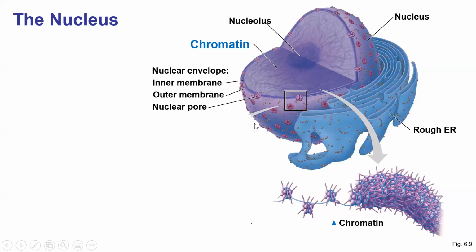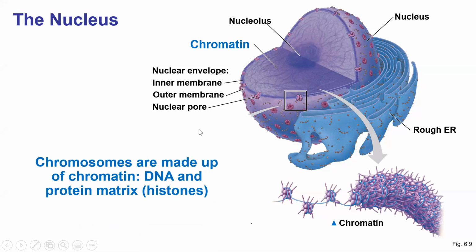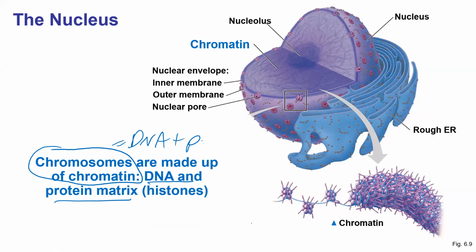Here's the image from the textbook. And you can see the chromatin is in there. I think I have a definition here for chromatin. So chromatin, chromosomes, these words are kind of used interchangeably, and I'm not going to distinguish the difference now. But notice that what they are is DNA plus proteins. And those proteins have a name. They're called histone proteins. We're going to talk about them a little bit more in topic 10. But basically, they're there for packaging the DNA.